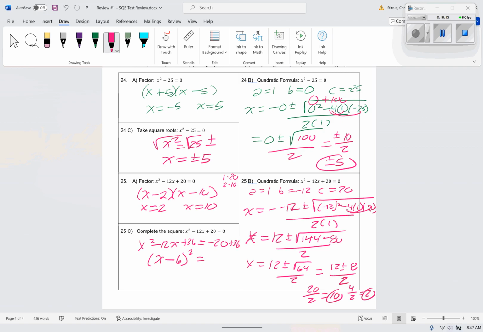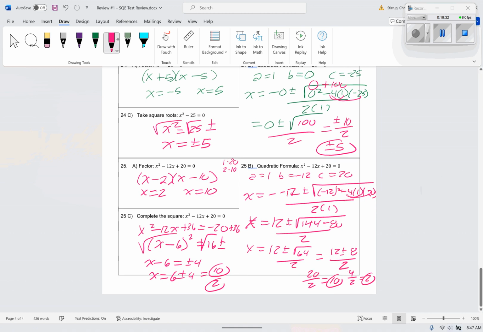So negative 20 plus 36 is 16. Root, don't forget the plus minus. x minus 6 is equal to plus or minus 4. Add 6 to both sides. And then let's do the math. 6 plus 4 is equal to 10. 6 minus 4 is equal to 2.